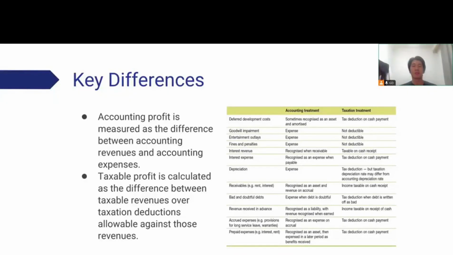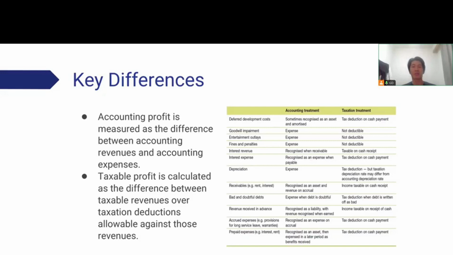The key differences are as follows. Firstly, accounting profits consider depreciation as an expense, while taxable profits use tax deduction methods. Some items are considered expenses in accounting treatments, including goodwill impairments, entertainment outlays, and fines and penalties, while they are not deductible in taxation treatments.